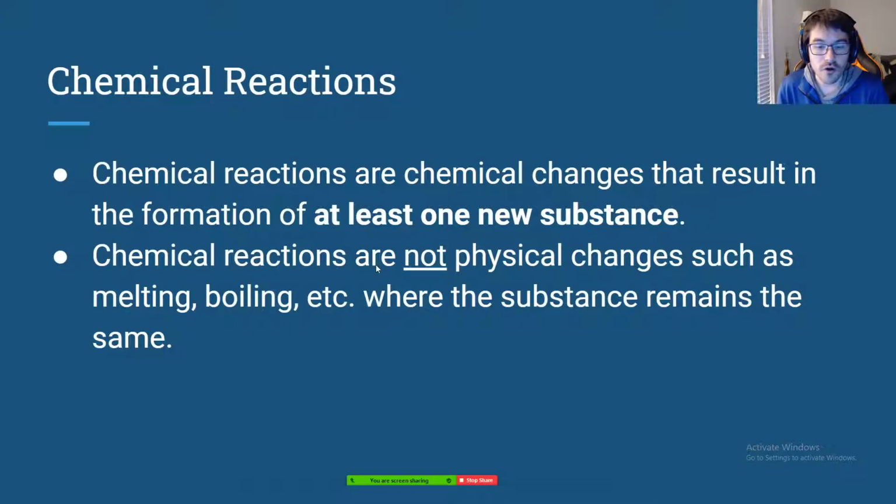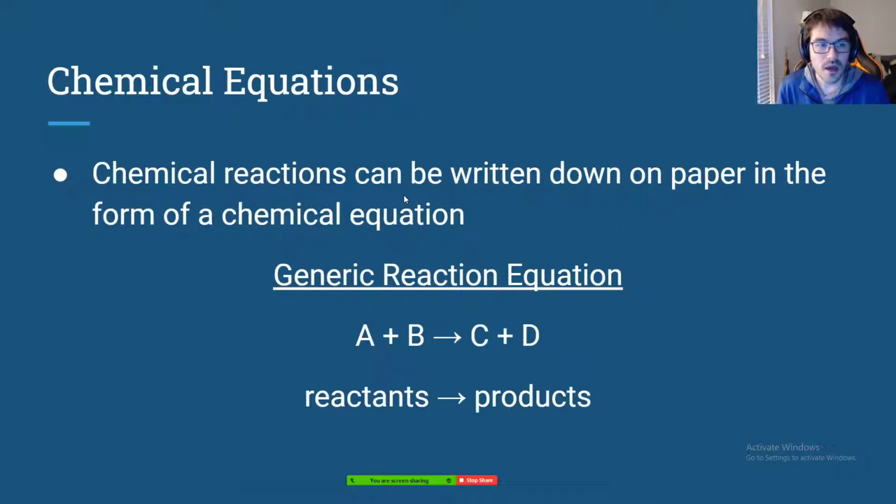Chemical reactions are not physical changes such as melting and boiling, okay? So like ice melting into liquid water or liquid water boiling into steam, those are just physical changes because the water is still remaining water. It's just changing from solid to liquid or liquid to gas. It's not a chemical reaction, okay? Once again, a chemical reaction has to create at least one new substance that wasn't there before in order for a chemical reaction to be there, all right?